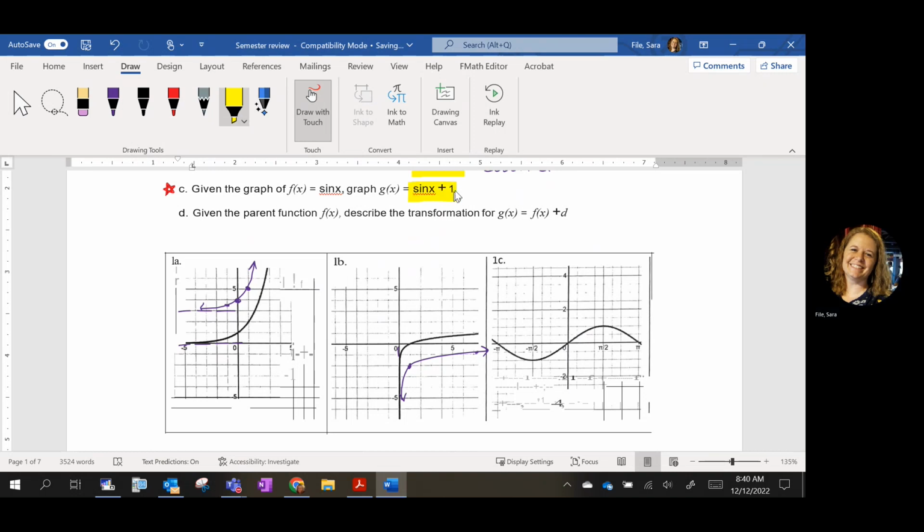Again, where is that 1? Is that in place of A, B, C, or D? D. So this is another one that's a vertical shift. That plus D is just shifting your graph vertically. So this one is going up or down? Going up 1. So I just have to take all of these points that I see and shift them up 1. So it makes the same shape. It's just literally shifted up 1 unit.